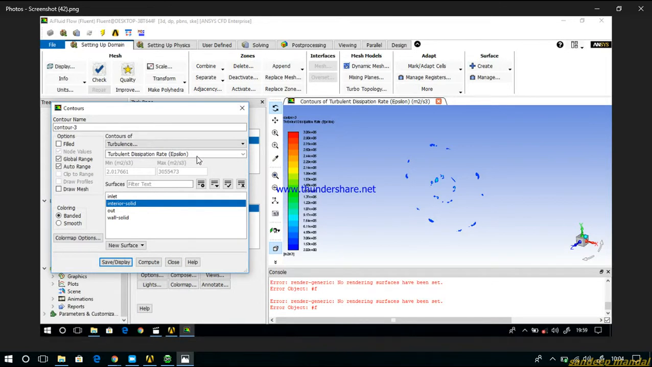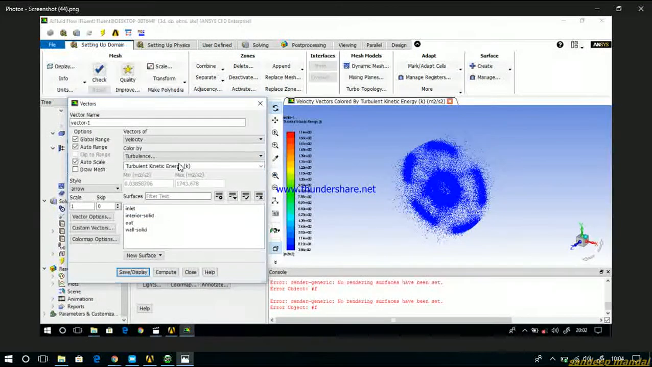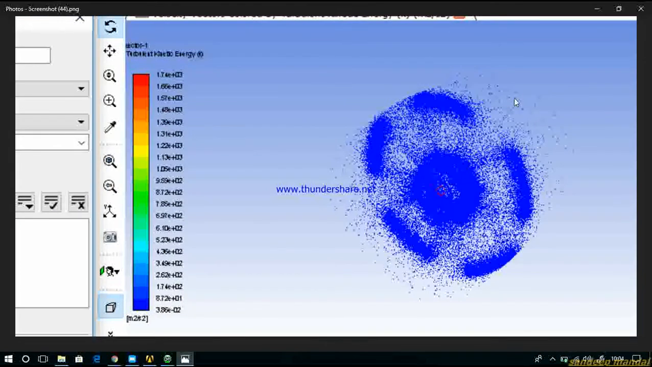Turbulent dissipation rate. Here it is considering epsilon value so that the analysis will be diverging from the kinetic turbulent energy. Okay, this is turbulent kinetic energy of the fan domain. Here only the fan is shown, showing that the air molecules are flowing through the fan and the lower portion of air will be struck by the leading and trailing edge.